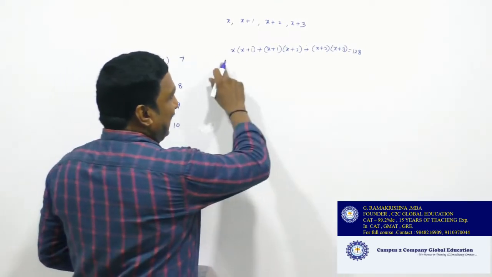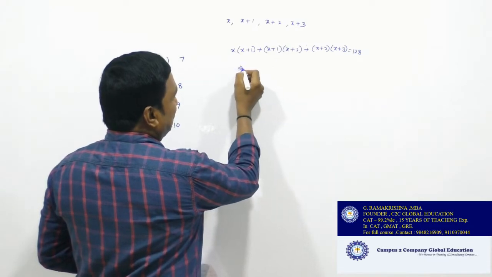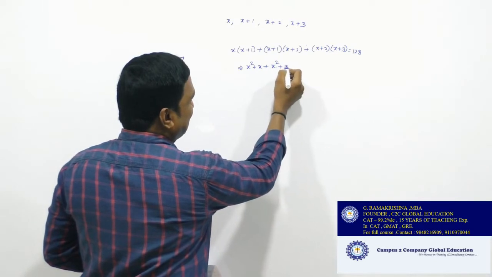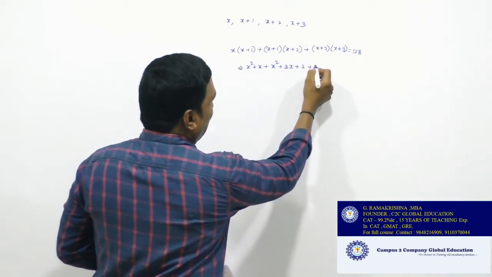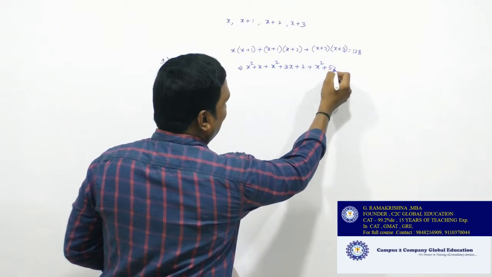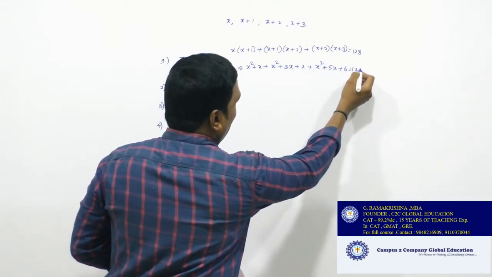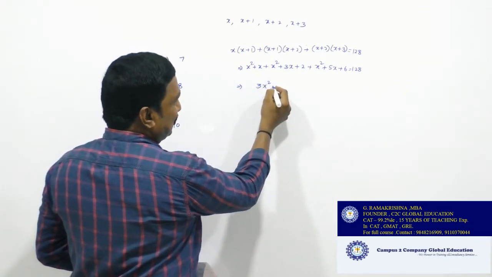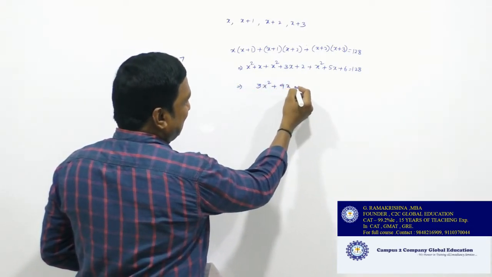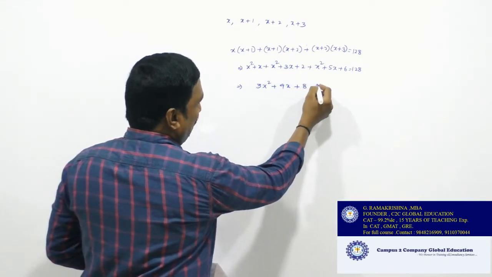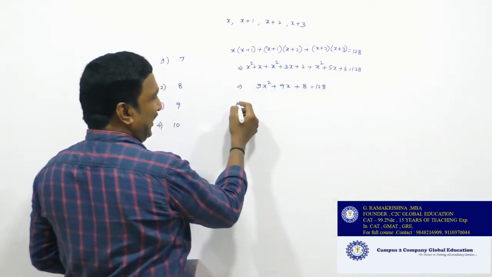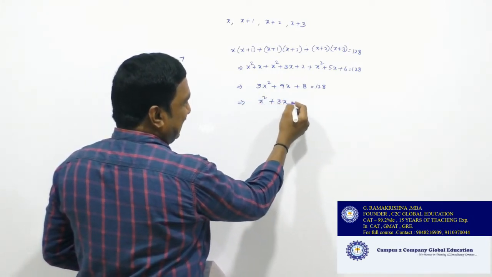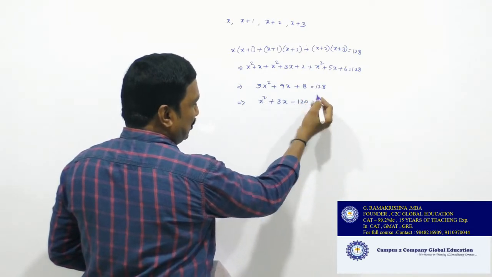So when I am writing these entire values, this is x square plus x. So x square plus 3x plus 2. x square plus 5x plus 6 is equal to 128. If you solve this equation, 3x square plus 9x plus 8 is equal to 128. I am taking 128 to this side and dividing by 3. x square plus 3x minus 40 is equal to 0.